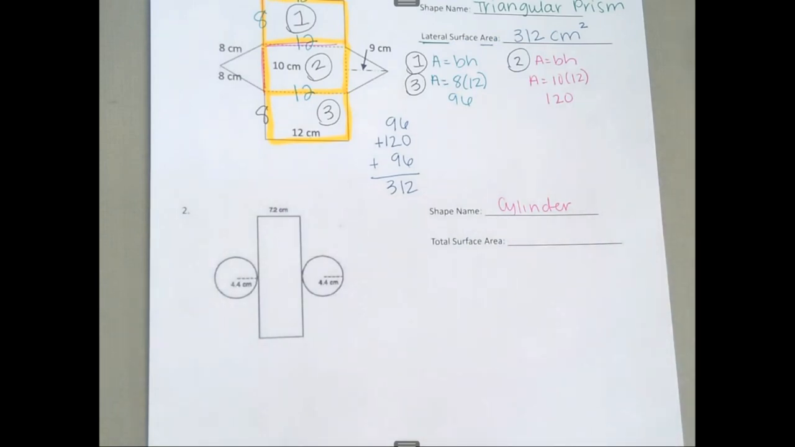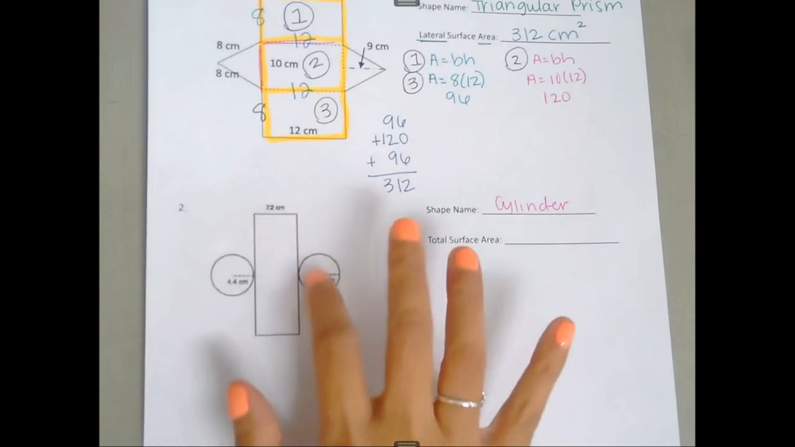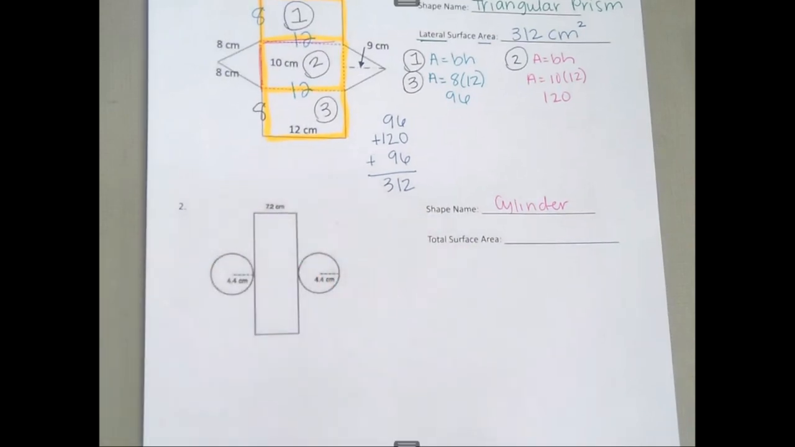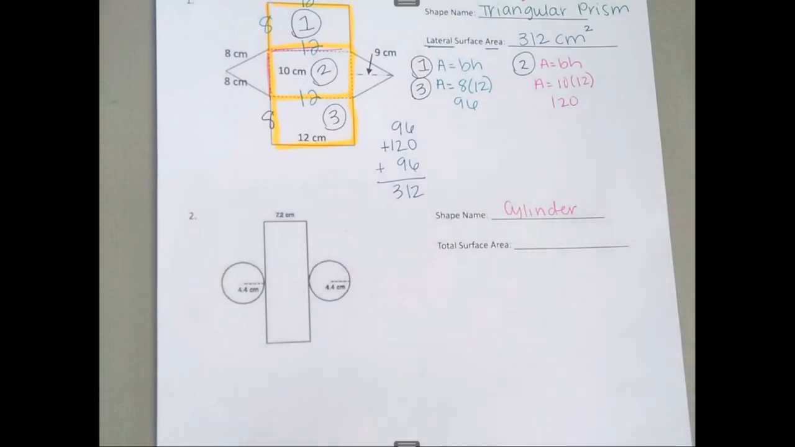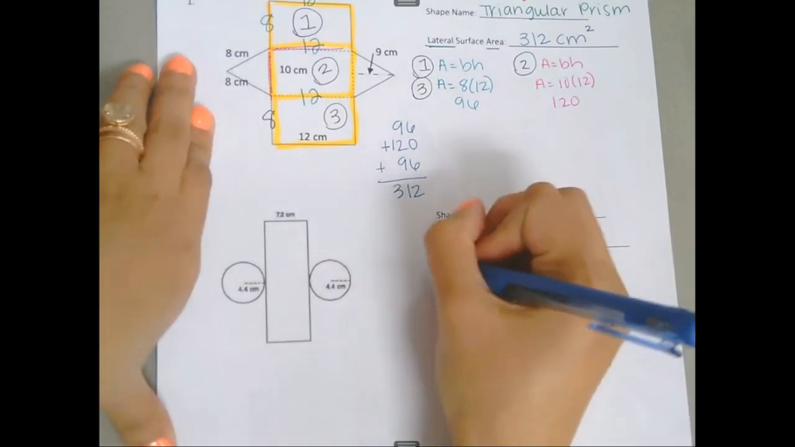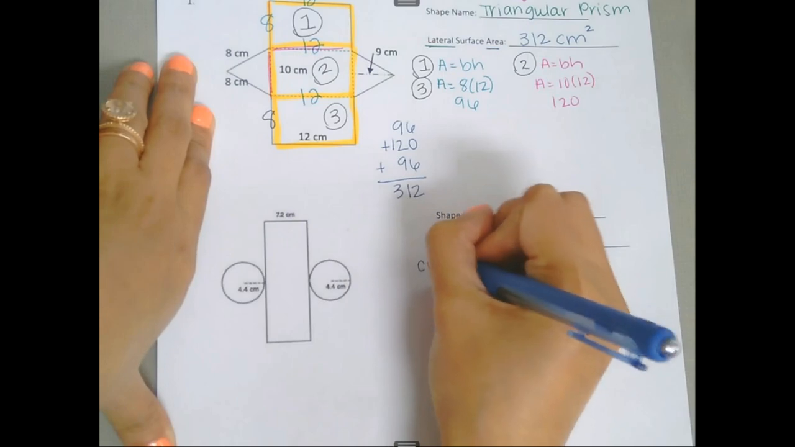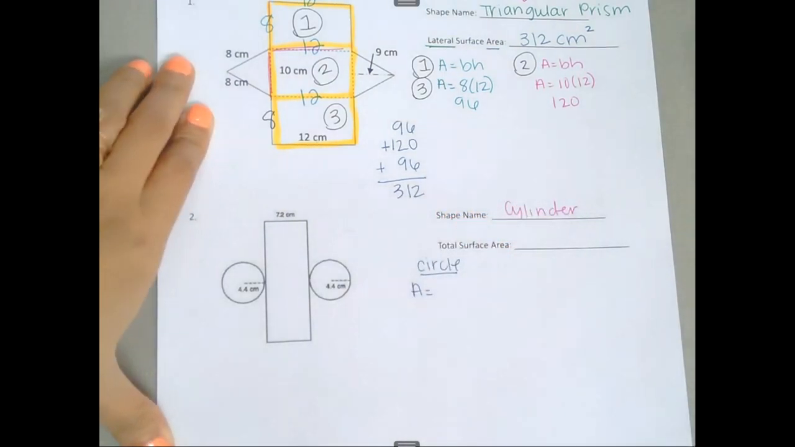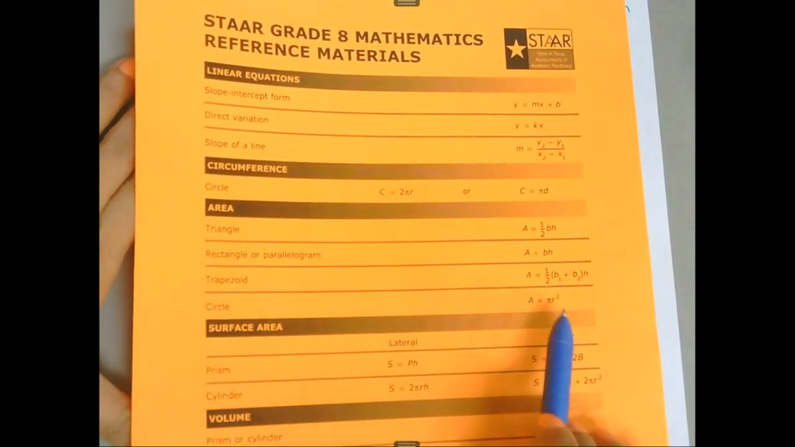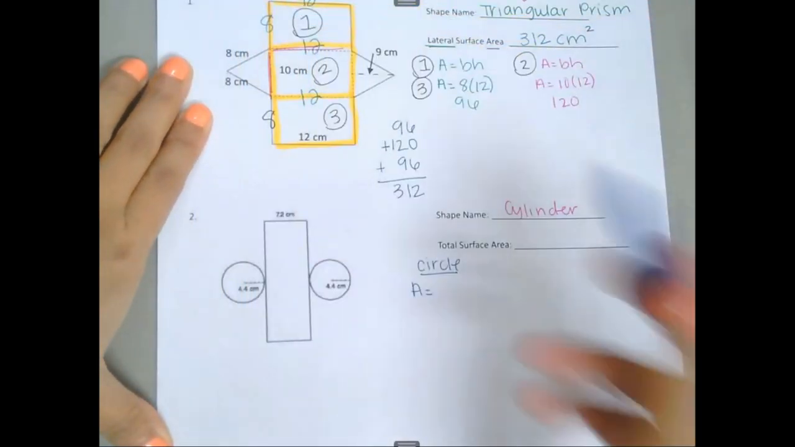And this one says it wants me to find the total surface area. So that means all of the faces need to be found. So I see a circle, a rectangle, and a circle. So my area of a circle formula, area of a circle equals pi r squared.